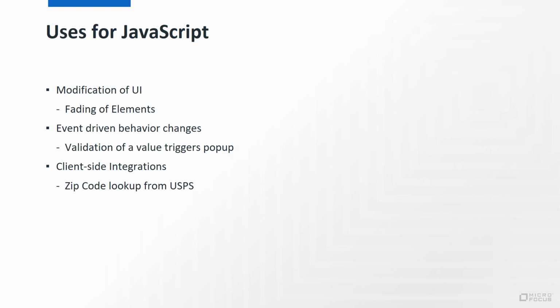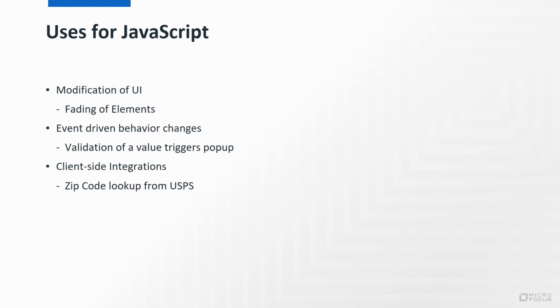So how can we use JavaScript in SBM? Well, you can modify the UI. For example, if I wanted to create a fading effect for some of my different elements on the screen, I could use jQuery that's built into SBM to perform some of these actions. And I can also import third-party libraries or newer versions of jQuery if I want to do fading of elements or any other sort of modification.